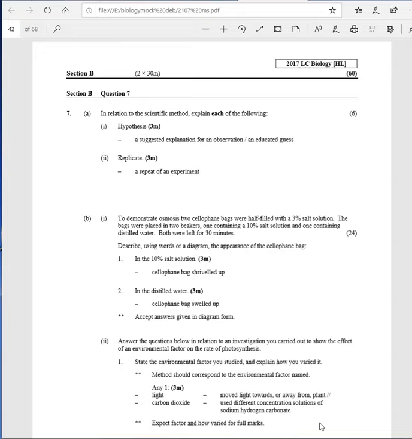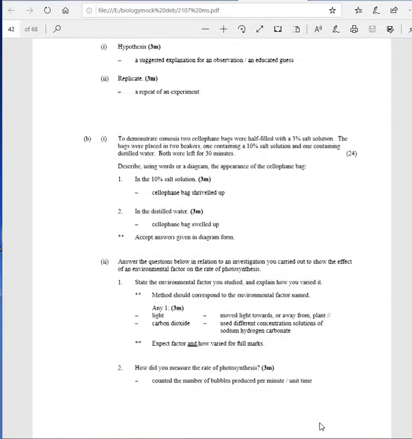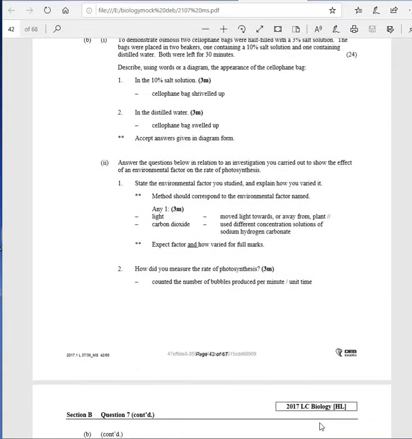So in the 10% salt solution, the cellophane bag should have shriveled up because you had less water outside the bag than inside the bag, so the water would have left the bag. In the distilled water, you have more water concentration outside than inside, so the cellophane bag would have taken in water, so it would have swelled up. And you could have explained it or drawn it.